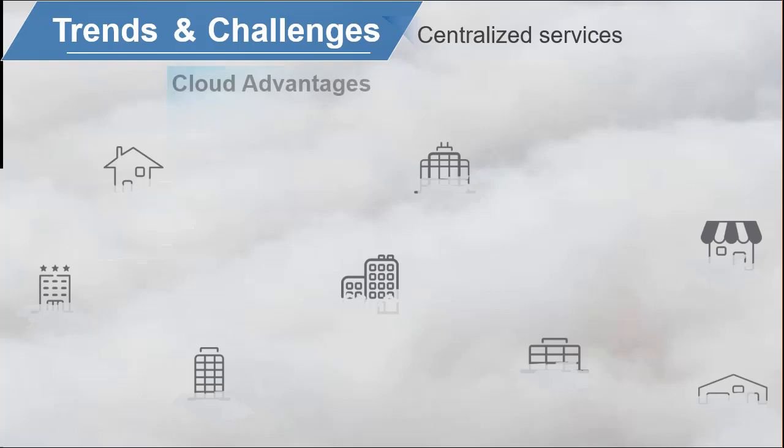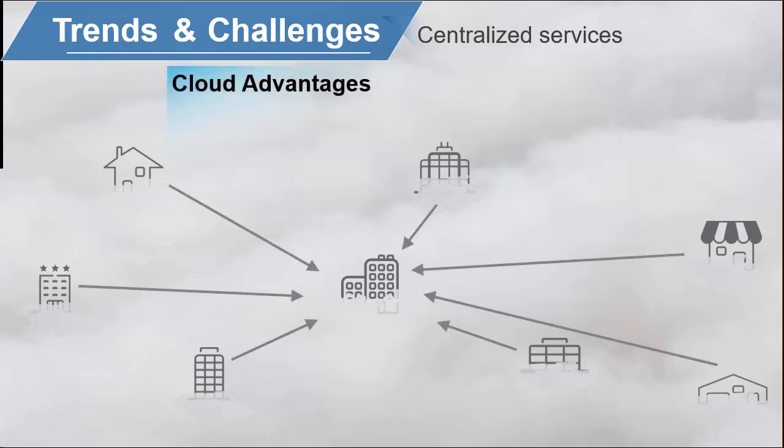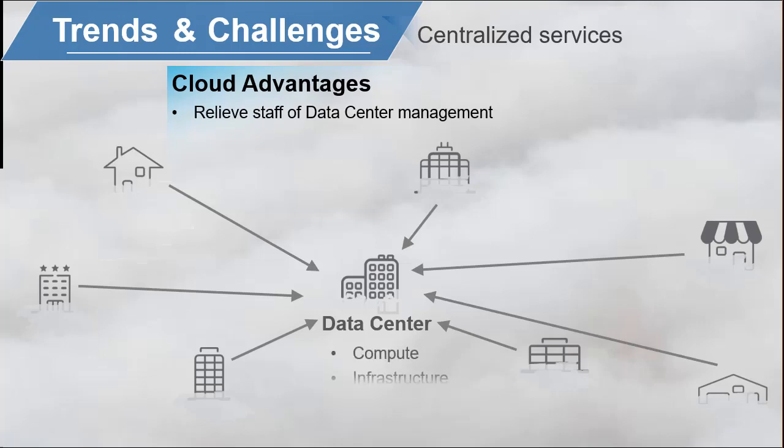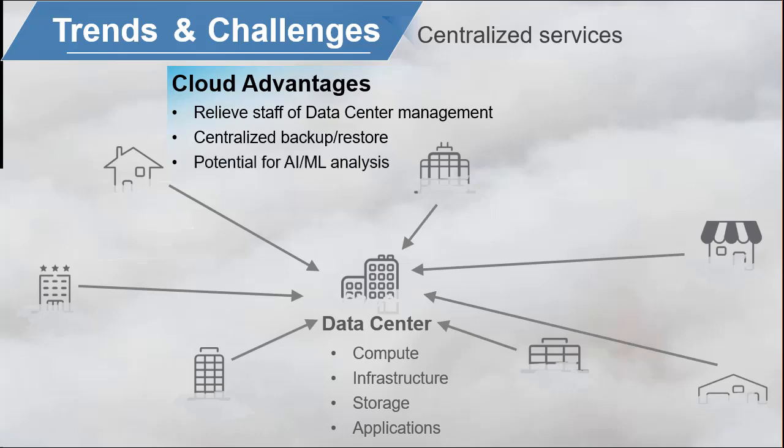For many, a cloud-based solution might be best. Your staff is relieved of many data center management concerns. You get a virtualized data center with compute, infrastructure, storage, and applications that you can spin up on demand and drop during off-peak times. Cloud solutions can be used for data backup and restore, and with all data centrally stored, artificial intelligence, or AI, and machine learning, or ML, can be used to analyze the data for a more complete picture, quicker insights, and better decisions.